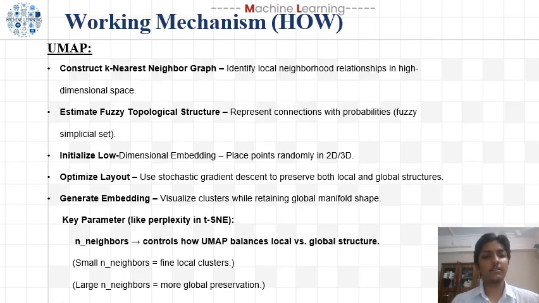The key parameter here is number of neighbors. Like in t-SNE, there was perplexity, number of neighbors defines how many neighbors the data point should have when first calculating the distances between each data points. A small number of neighbors indicates fine local structures, and a large number of neighbors defines more global preservation.